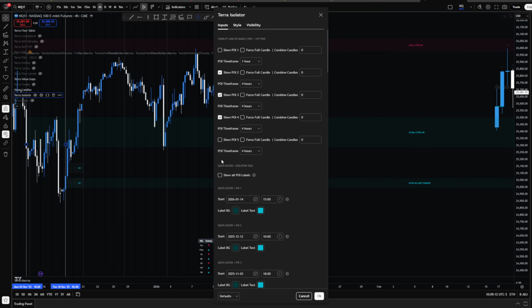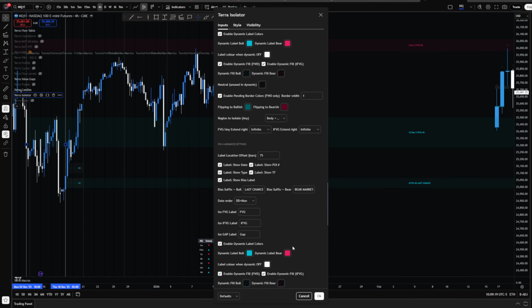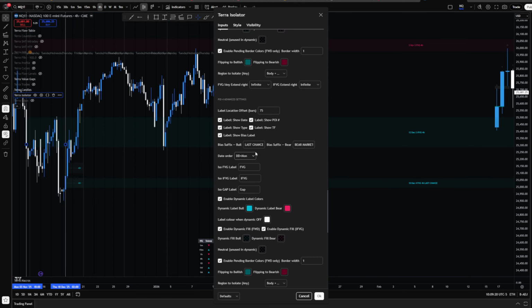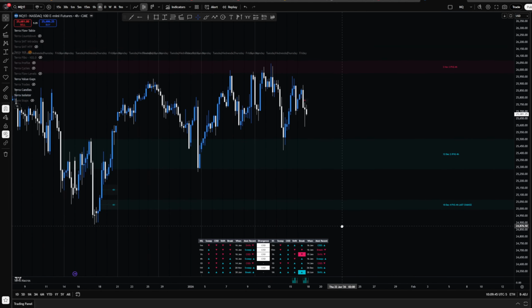If I go down to the 4 hour here, show date, just for the fun of it. You can see here in the bias suffix, I've manually written last chance and bear market. This indicator flips from bullish to bearish, and it will display last chance until we close a 4-hour candle below it. When we do that, it'll flip red and it will show bear market where it says last chance there. You can customize this. Really comfortable. And I don't need to touch this. I can just leave it where it is.